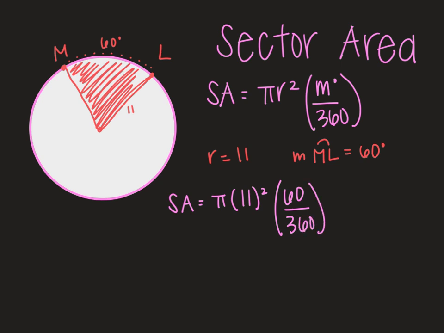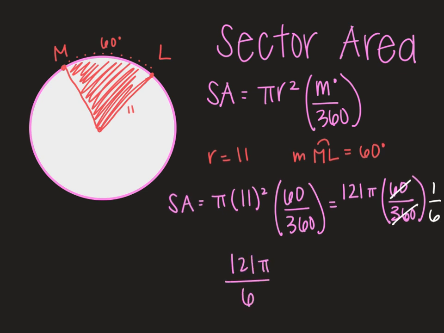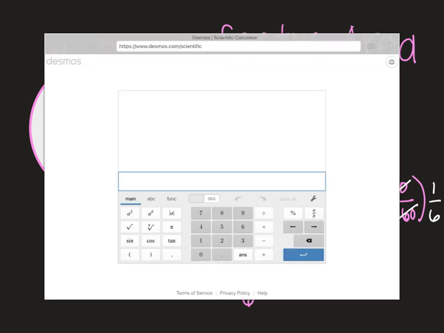If I square 11, 11 squared is 11 times 11, that's 121. So I have 121 pi times 60 over 360. You can simplify the 60 over 360 fraction, or you can put it in the calculator. It's up to you. But 60 divided by 360 is 1/6. So that leaves me with 121 pi over 6. I can type this into my calculator: 121 times pi divided by 6. And I get 63.355.